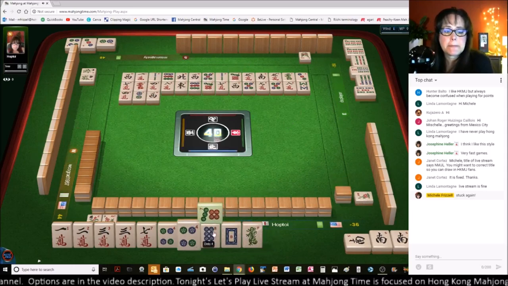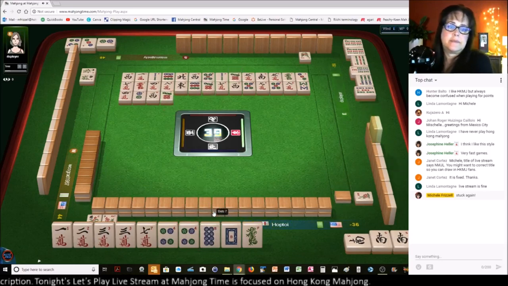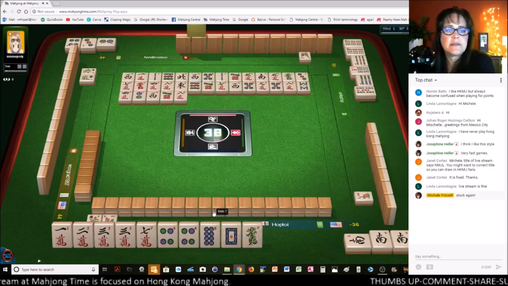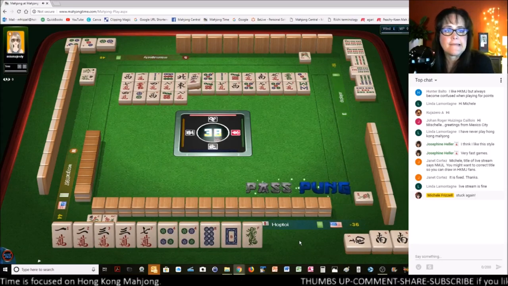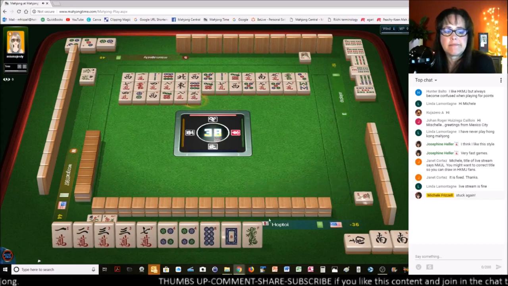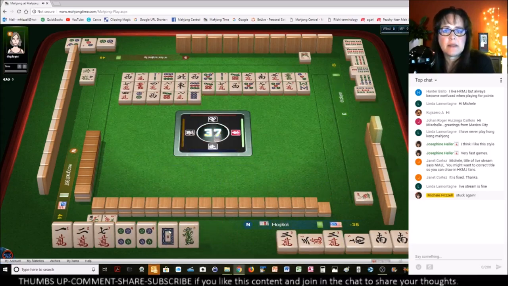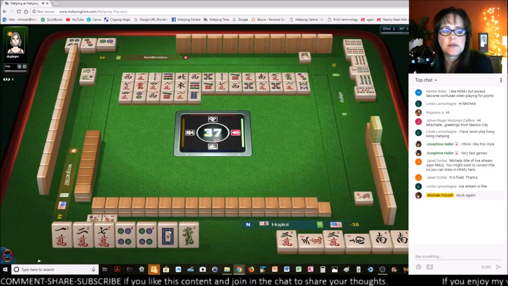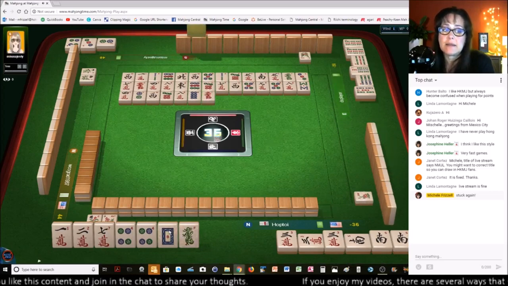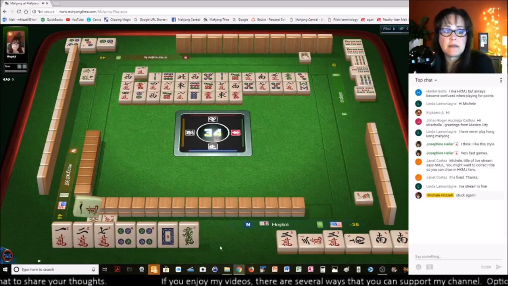West wind. 7, 8, 9. 7 dots. 8 characters. 3 characters. Okay. Let's pung it. Pung. 8 dots. So we need that last 3 crack. Red dragon. Otherwise, we need to pair up. East wind. Red dragon.